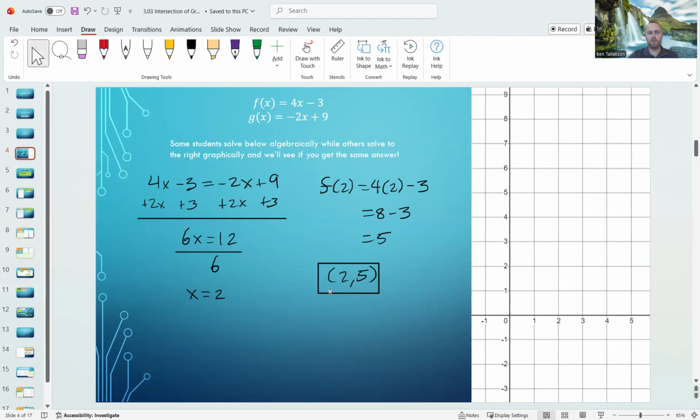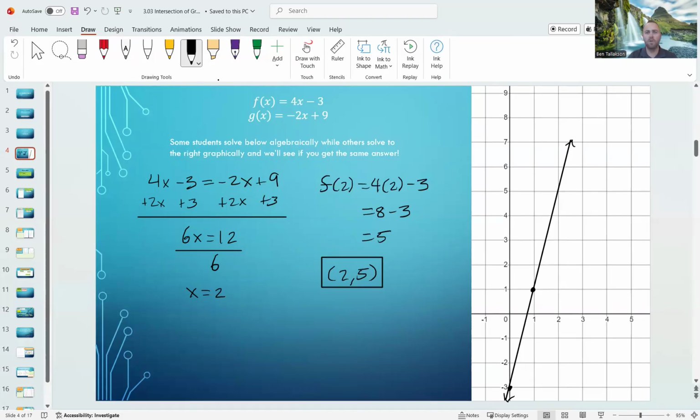But it's not enough to know how to solve algebraically. We want to be able to solve graphically as well. So let's do that. These are both linear, the easiest type of line you could graph. F of x has a y-intercept at -3 and a slope of 4. So rise 4, run 1. 2 points is all we need for a straight line. So there it is. We have one line.